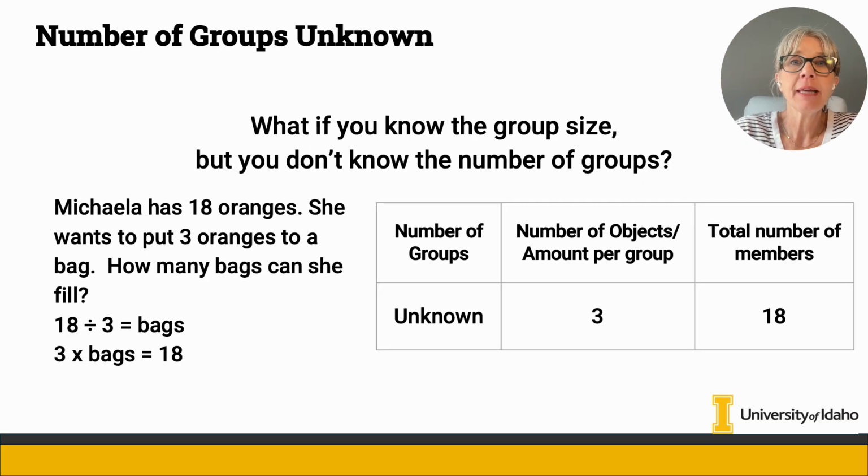Read through the problem and then pause. How would you go about solving this problem? Here, Michaela knows the total number of oranges she has, 18, but she wants to put them in groups of 3. She doesn't know how many groups or bags that she has, so she has to figure out a way to solve for the unknown groups.